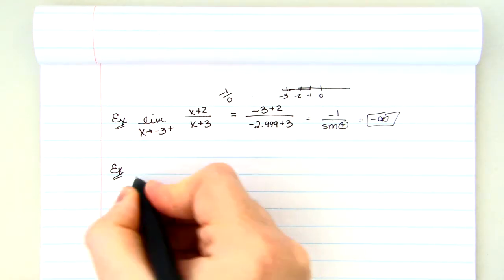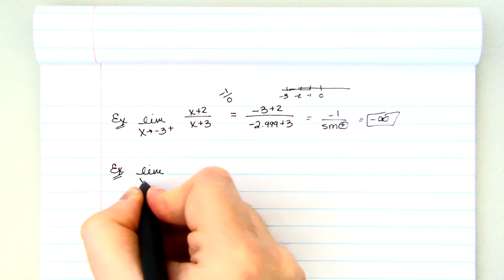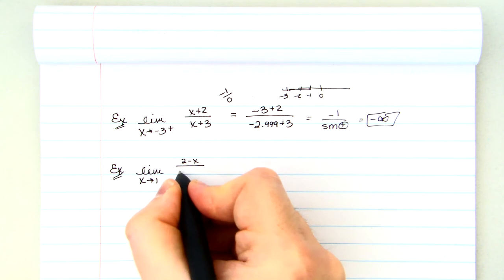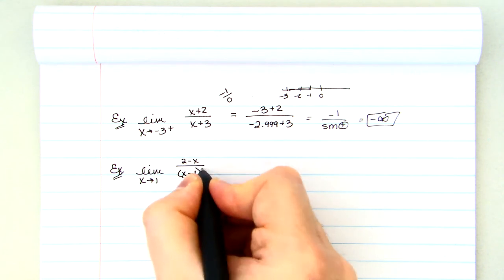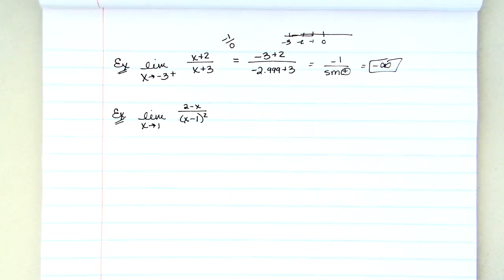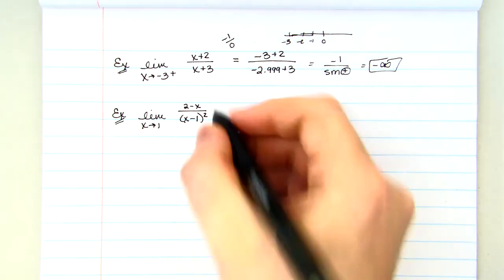Let's do this. Limit as x approaches 1 of 2 minus x over x minus 1, in parentheses, squared. What do you do first, of course? Plug in. And 1 over 0. Okay.